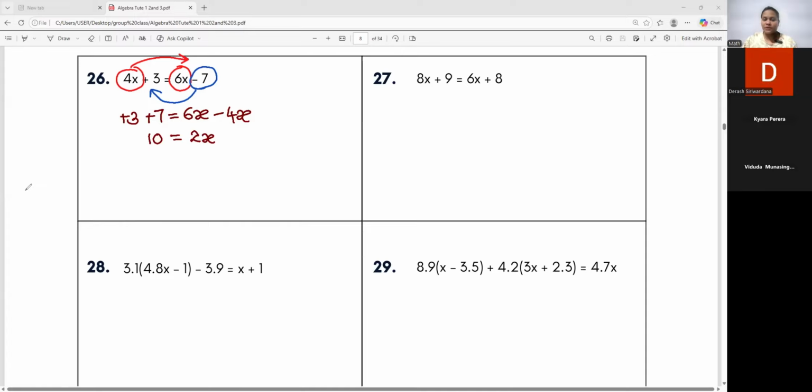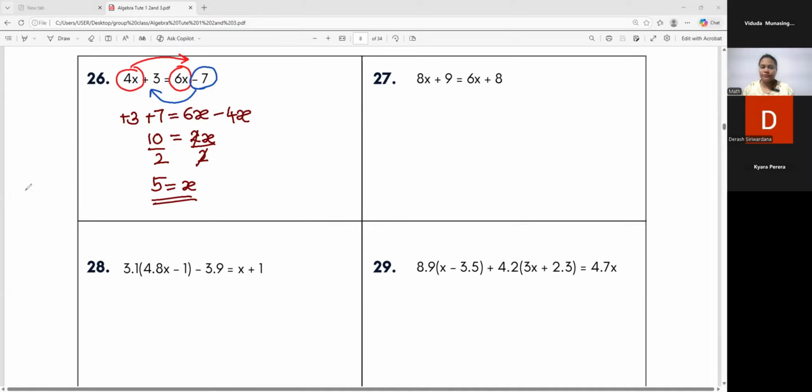2x is 2 times x. Opposite of times is divide. Divide both sides by 2. Then we can cancel these 2. 10 divided by 2 is 5. x is equal to 5. Is it correct? Okay, good. Others?